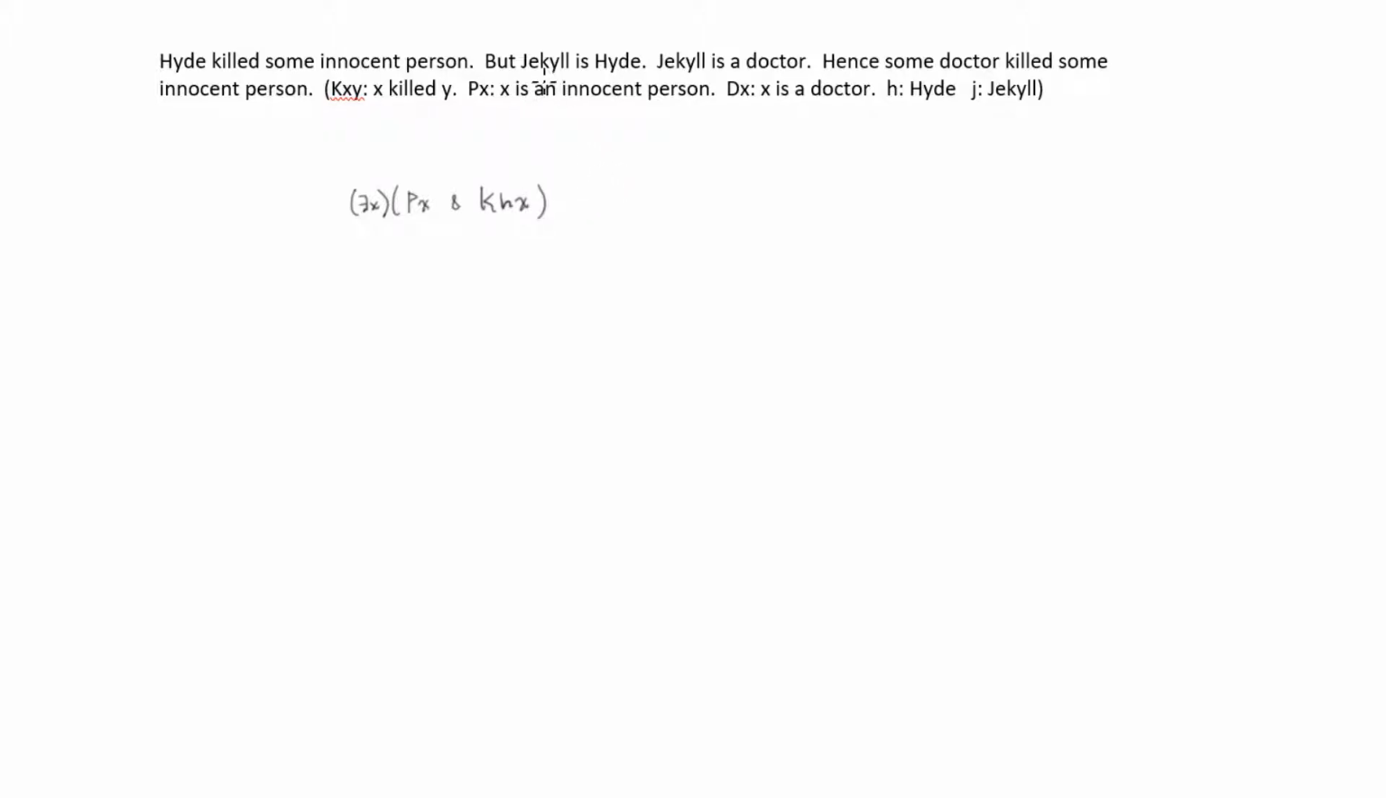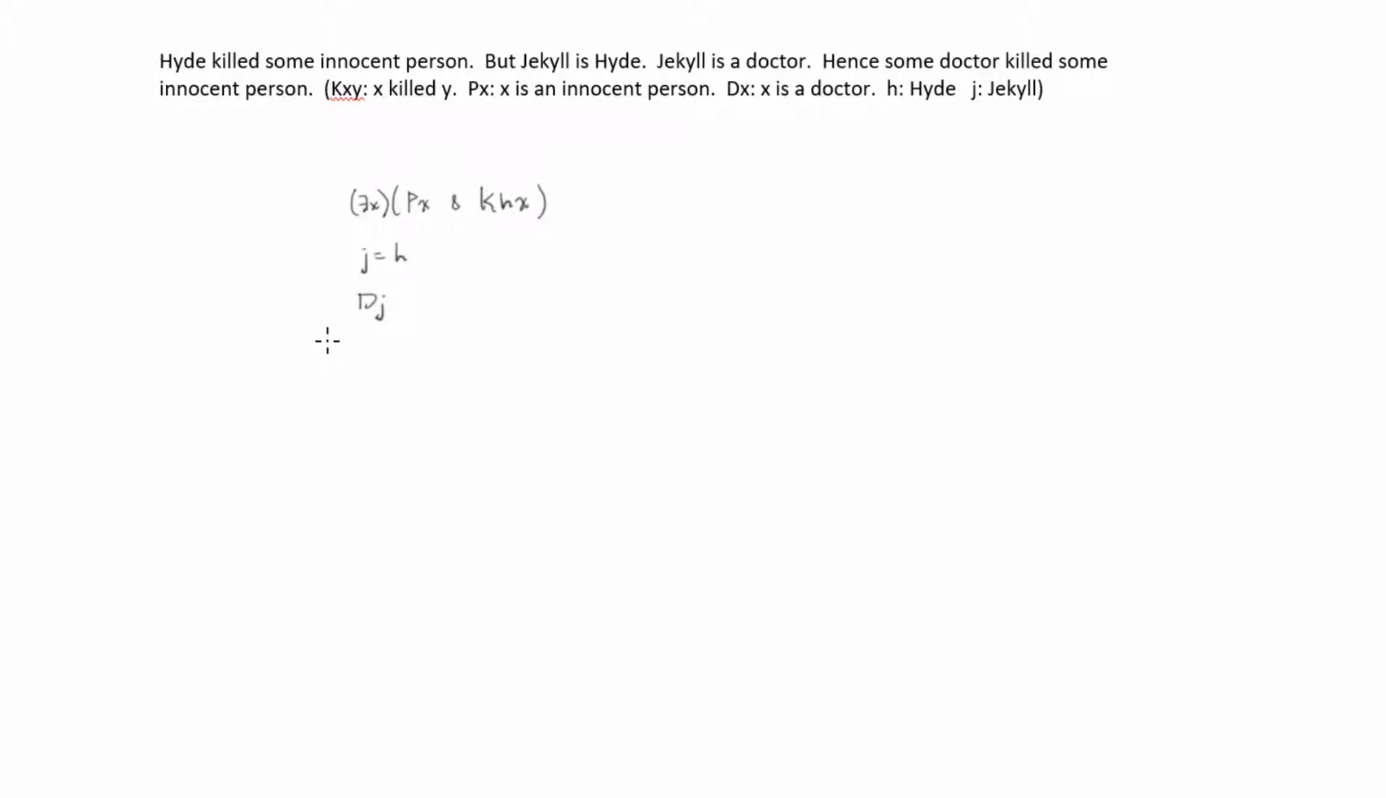The second premise is the claim that Jekyll is Hyde. That's the claim that Jekyll is identical with Hyde. The third claim is that Jekyll is a doctor, DJ, Jekyll is a doctor.